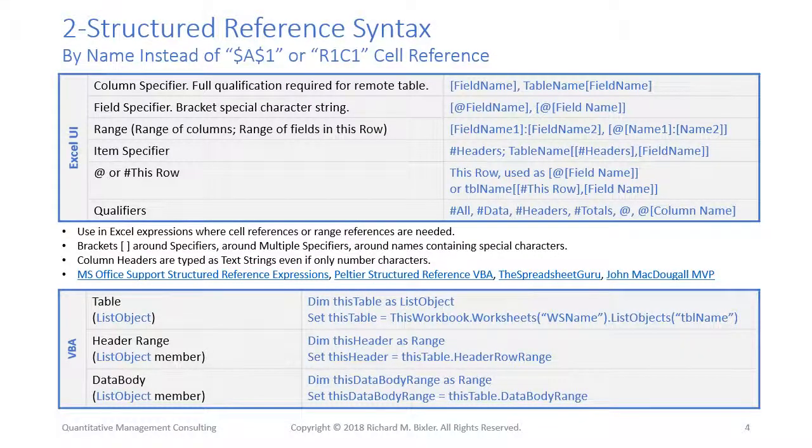The bottom table describes structured references when used in VBA. Structured tables are list objects. If you set a variable to this table as a list object, then hashtag data in VBA is this table.dataBodyRange, and headers in VBA is this table.headerRowRange. VBA doesn't support structured references with the syntax used in the Excel user interface, which is too bad because we'd like to use index match, SUMIF, and other capabilities from within VBA.